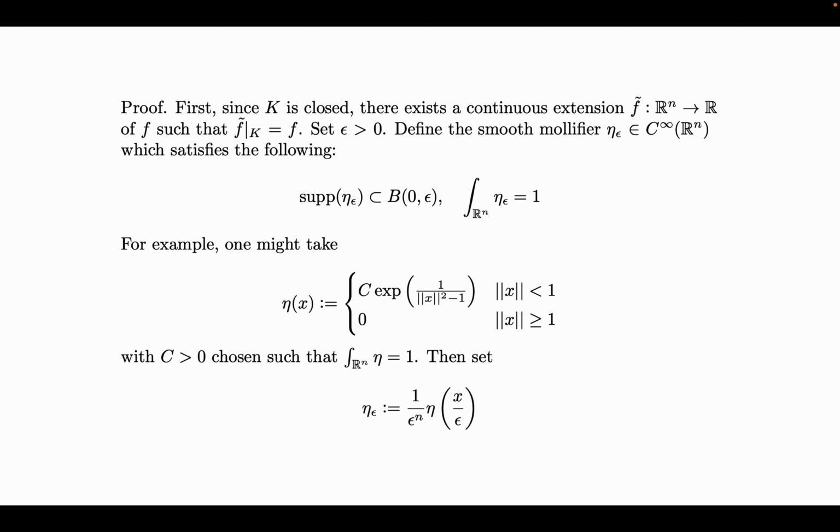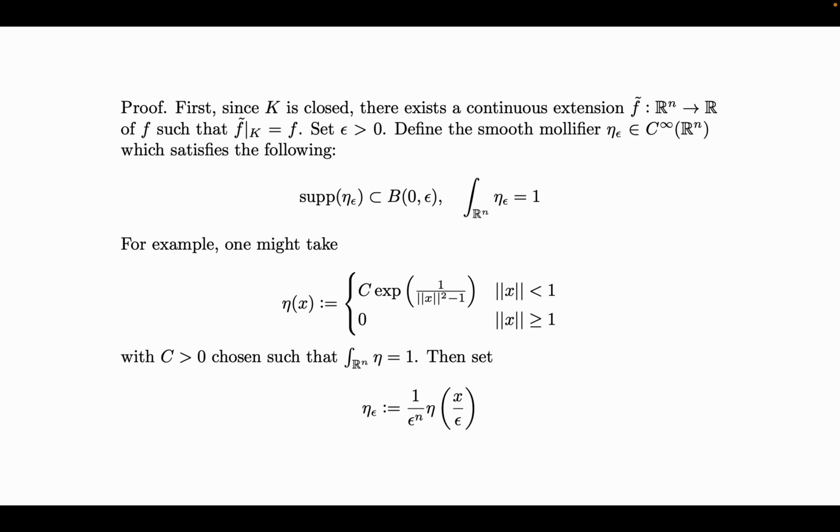Now we want eta epsilon to satisfy the following. First, its support should be contained in a ball of radius epsilon centered at 0. That means that eta epsilon is going to vanish identically outside of this ball. So everywhere outside of the ball of radius epsilon, eta epsilon should be identically 0. Secondly, we're going to require that the total integral of eta epsilon is equal to 1. This isn't stated, but we're also presuming that the function is positive.